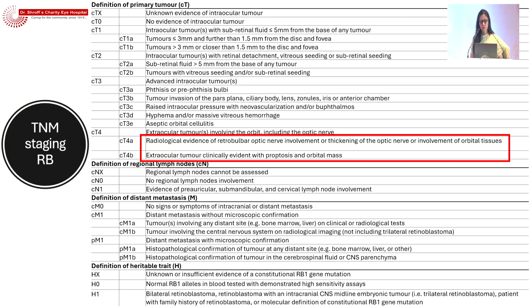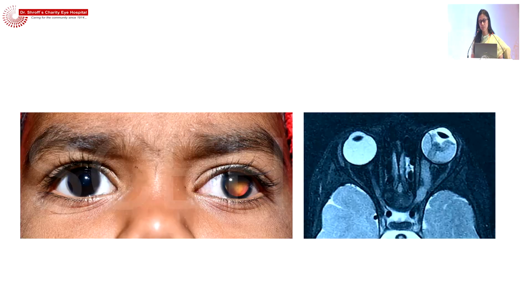The other thing which probably needs a look in the TNM system is the cT4, where cT4a is radiological evidence of extraocular disease, whereas cT4b includes any clinical evidence of extraocular disease in the form of proptosis. Now, if we look at this child, she hardly has any proptosis. This is one of the patients. We do see some of those patients in the clinics where there is a minimal proptosis, or possibly a very subtle one which can be easily missed.